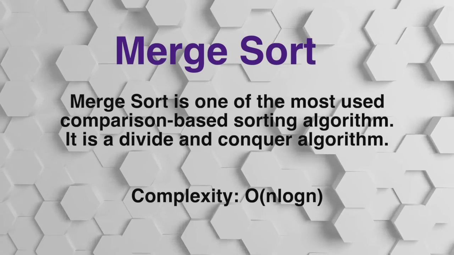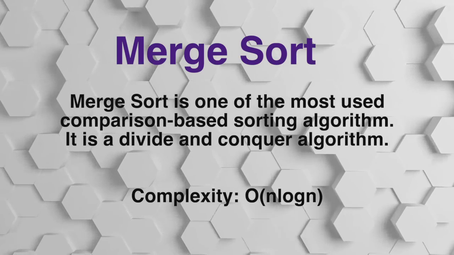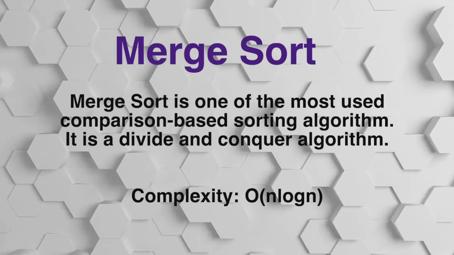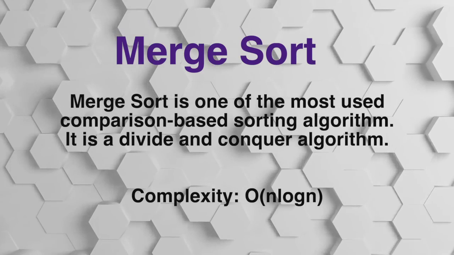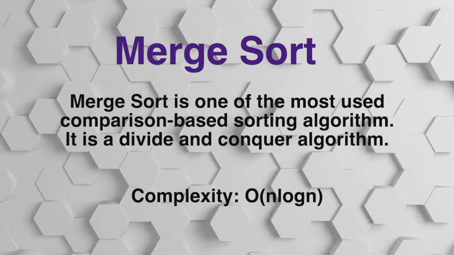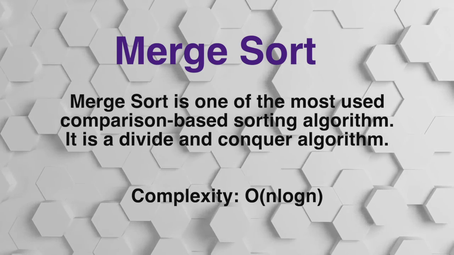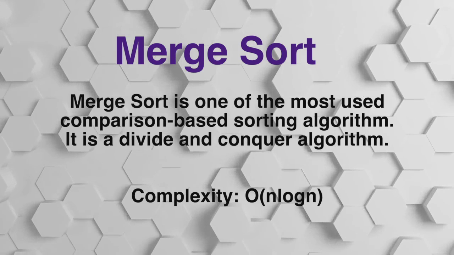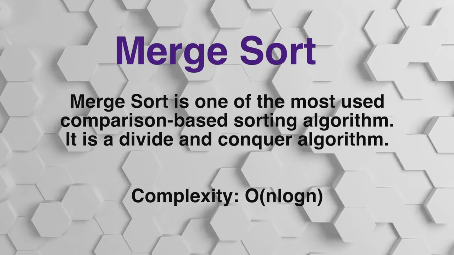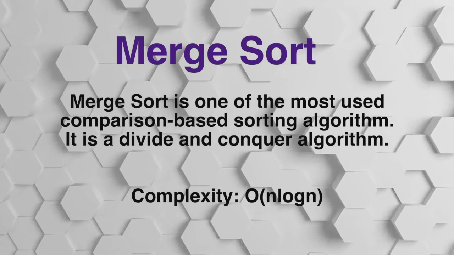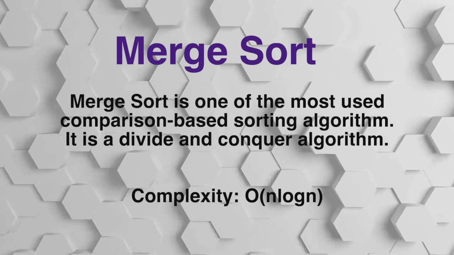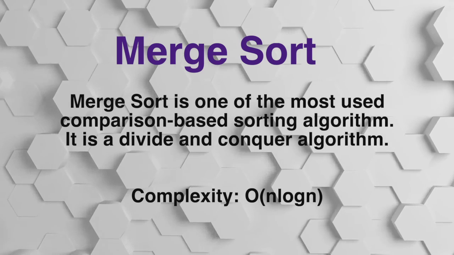Merge sort. Merge sort is one of the most used comparison-based sorting algorithms. Merge sort is a divide and conquer algorithm, and I will explain how it works. First, it divides the unsorted list into n sublists, each containing one element. A list of one element is considered sorted.